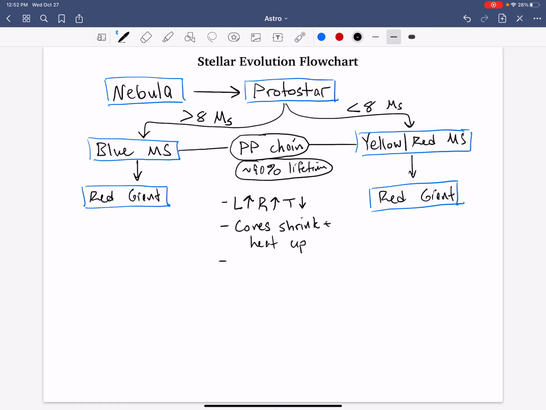In fact, that happens when it gets to be roughly 100 million Kelvin, and that incurs the helium flash. So that's when we know that carbon is now being created. Specifically, helium, He, into C, carbon. So all of these characteristics are happening for both high mass and low mass red giants.